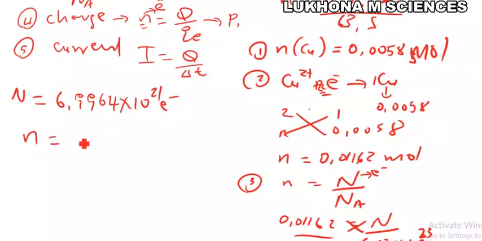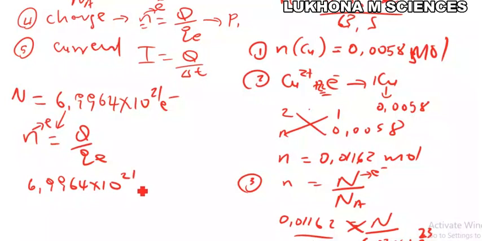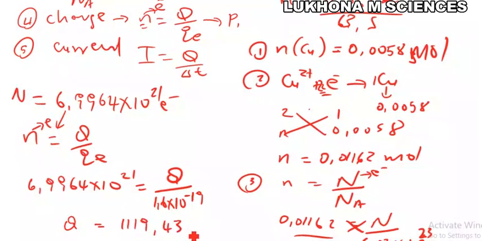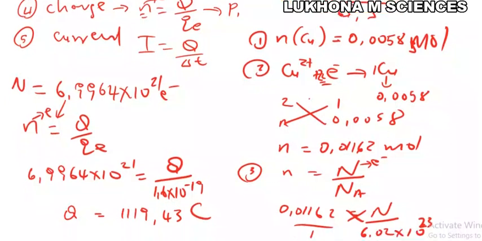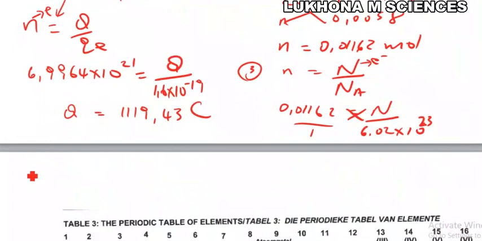N is equal to Q over QE. This is the number of electrons. We take this number here, so we have 6.9964 times 10 to the power 21, which is equal to Q over QE, which is constant, 1.6 times 10 to the power negative 19. Then press the calculator, then the answer Q is equal to 1119.43 coulombs.